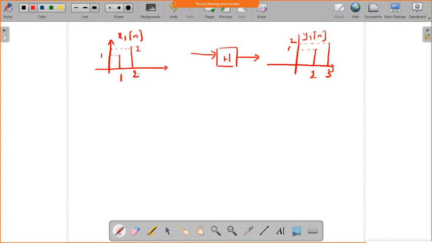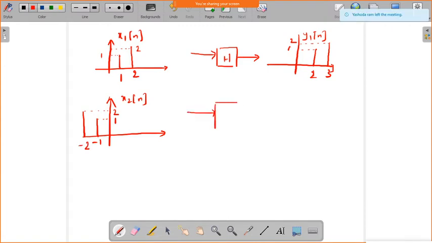Okay, so this is the index 2. So this is x1 of n and this is y1 of n. In a similar way, you can take x2 of n, which is at -1 and -2. So this is amplitude value 2 and this is amplitude value 1. So this is your x2 of n.